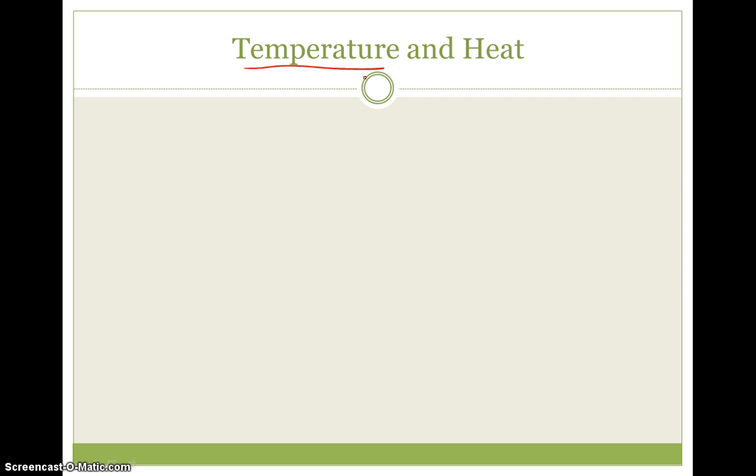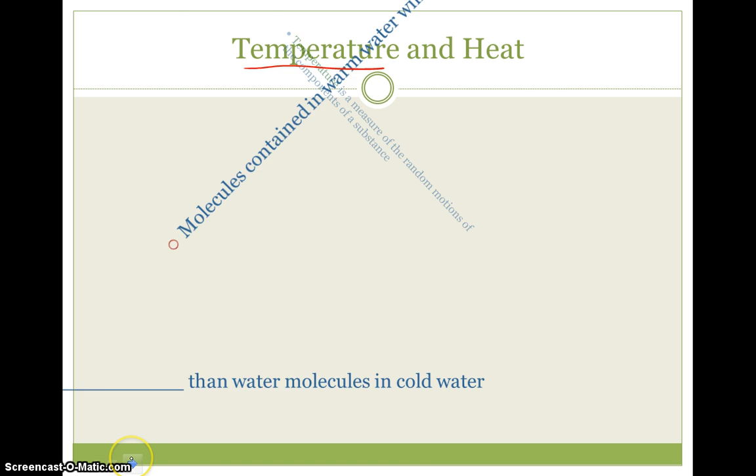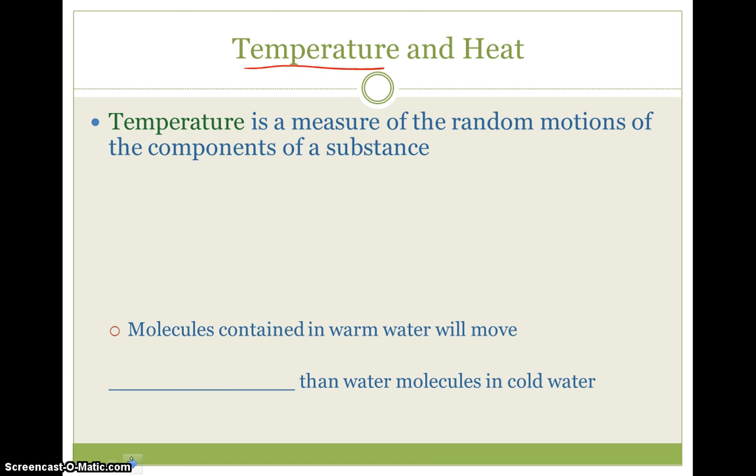And so what we can do is use temperature to help us understand how fast or slow the particles are moving in a sample. Because when you think temperature, you just think of something's hot or something's cold, but that's really not what temperature is. Temperature is a measure of the random motions of the components of a substance. What does that mean? That basically means that temperature tells us how fast or slow a substance is moving.